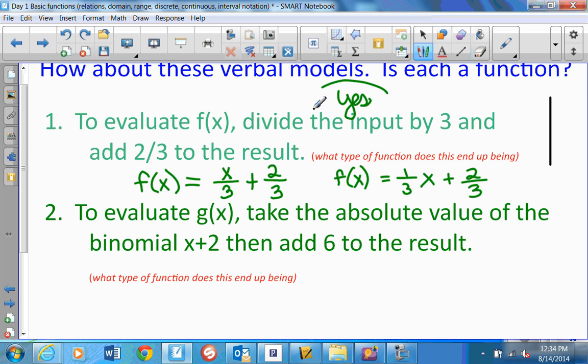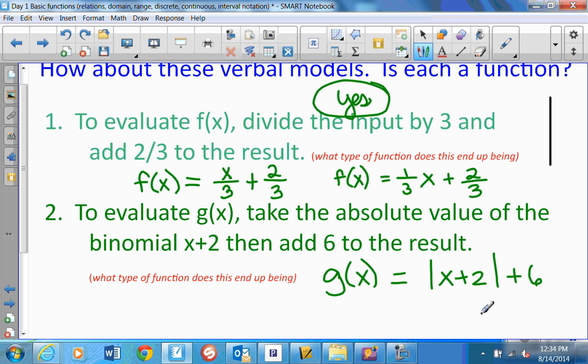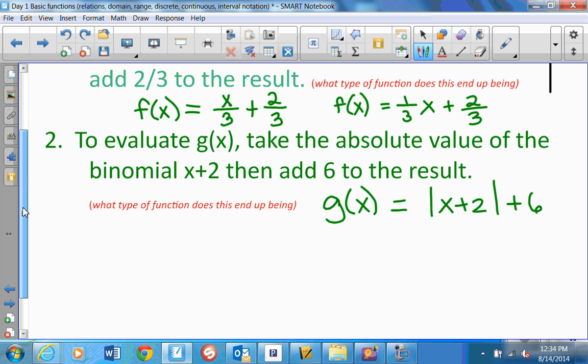So you got to put all your knowledge together, a lot of stuff of what you know from your past as well. Okay, let's evaluate the g of x. So the g of x, what are we going to do? We're going to take the absolute value of the binomial x plus 2, the absolute value of x plus 2, and then we're going to add 6 to the result. All right, let's think about what shape that is.